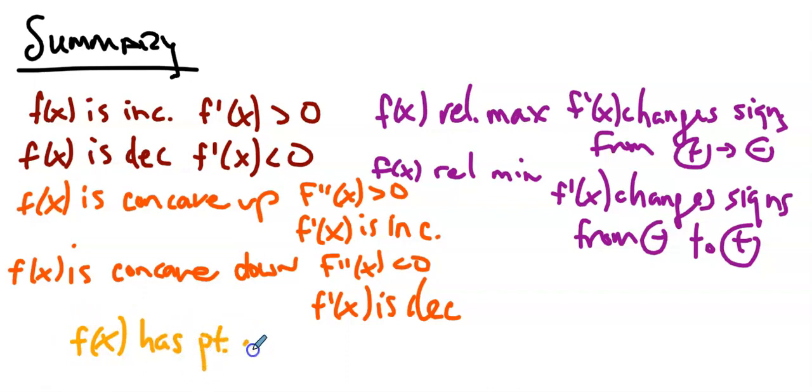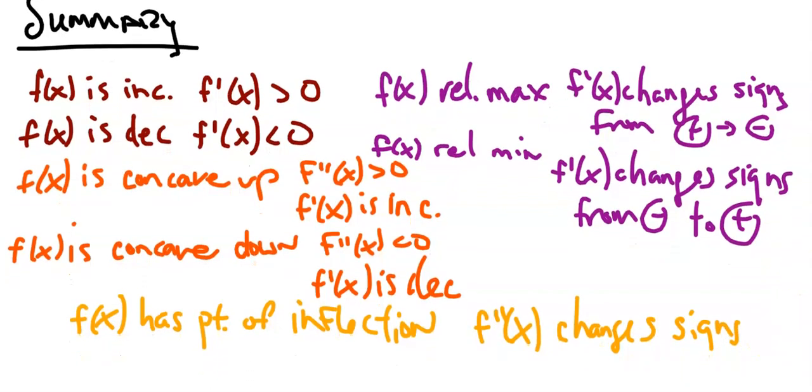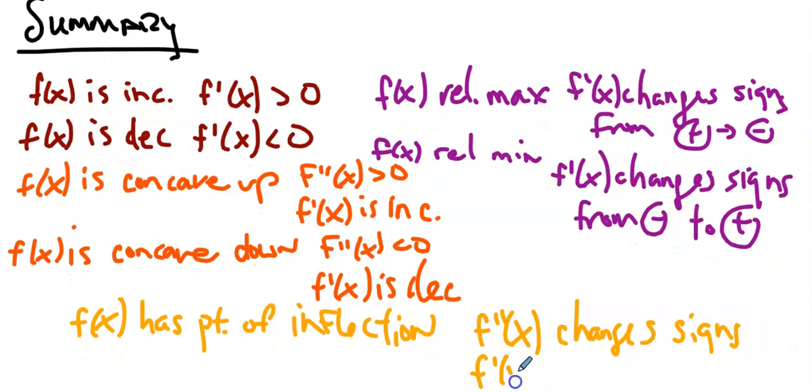And then finally, our final one is I can say that f of x has a point of inflection, right, where f double prime of x changes signs, and where f prime of x has, so I know I'm writing vertical tangent here, but I meant horizontal tangent. Okay? Which means that it's basically a max or min of f prime of x.